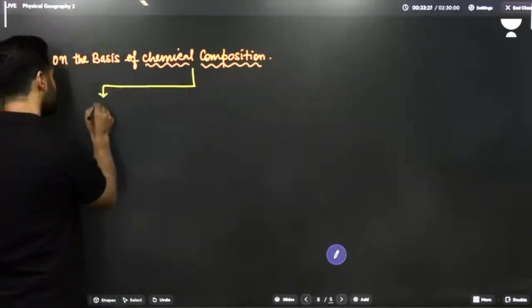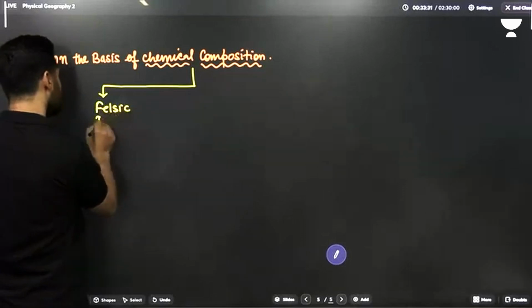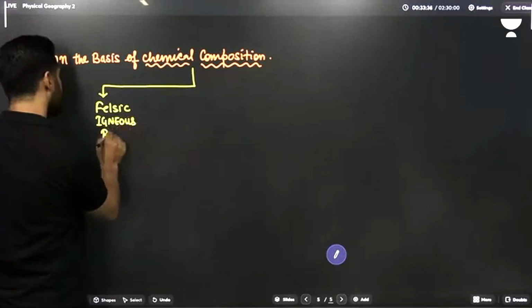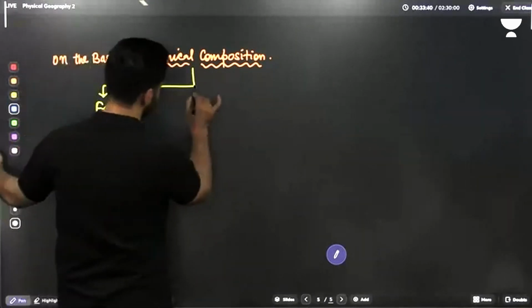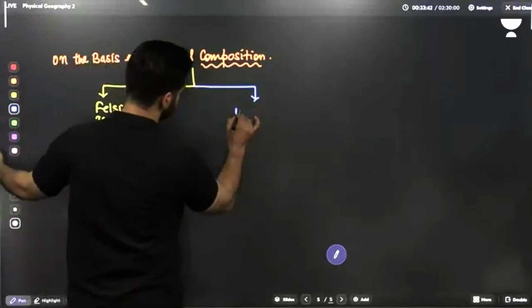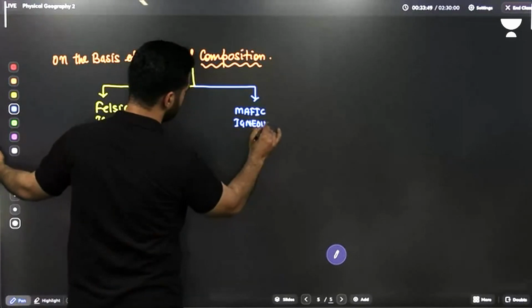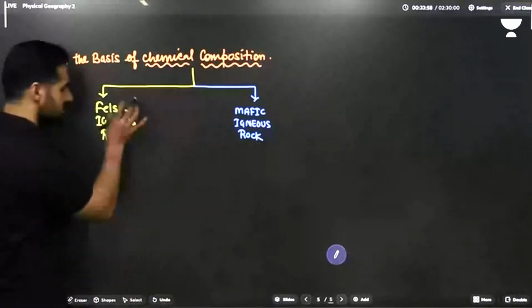So on the basis of these chemical compositions, let's start with one simple thing. We have one called felsic igneous rock, and another called mafic igneous rocks. So first felsic igneous rocks and then mafic igneous rocks. Now first try to understand what is felsic.